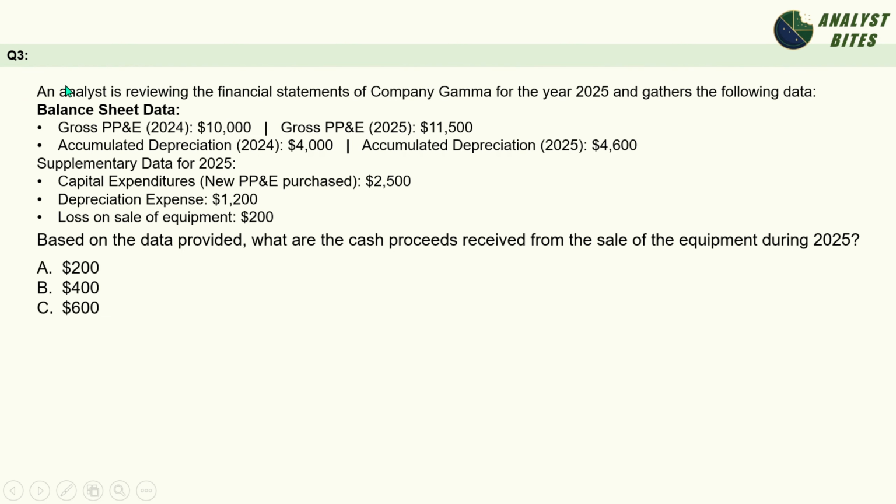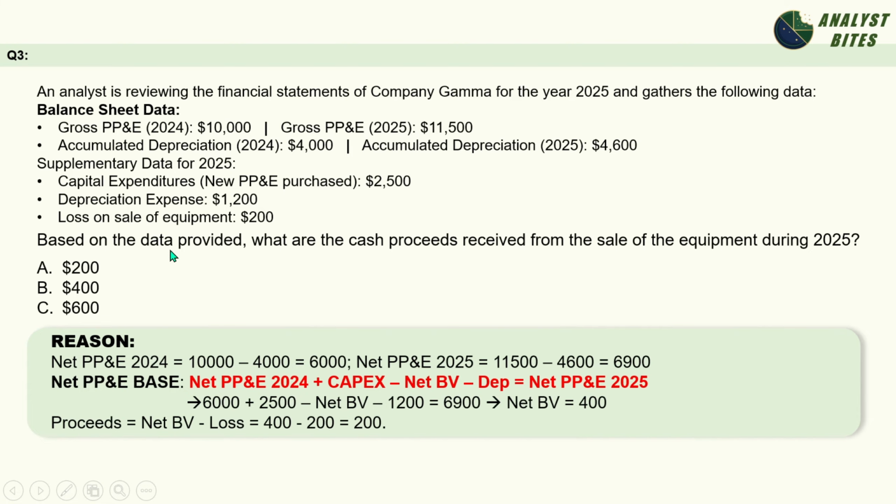Finally, let's tackle a true heavy hitter. This problem, adapted from the official curriculum, is a classic. We are given gross PP&E, accumulated depreciation, CapEx, depreciation expense, and a realized loss on the sale of equipment. Our mission is to calculate the proceeds from the asset sale. The key to find the proceeds is to first identify the missing link, the net book value of the asset sold. So the first step is to convert gross to net.